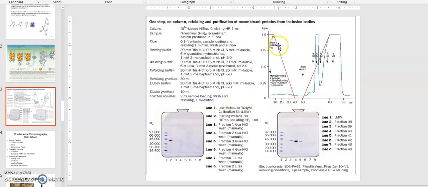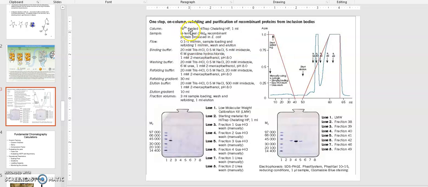Another example, this shows probably washing, elution, or something like that. I guess the elution is using conductivity, it's a salt, and you see different types of proteins are purified together here. Okay, so you can take a look at what it means.